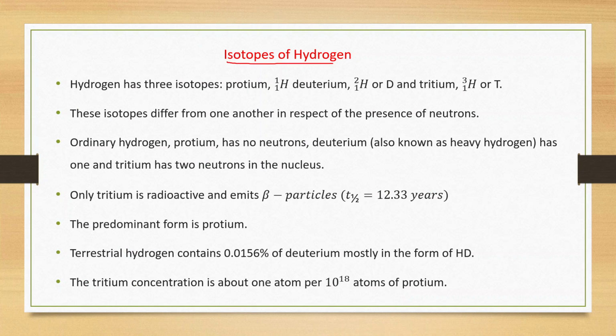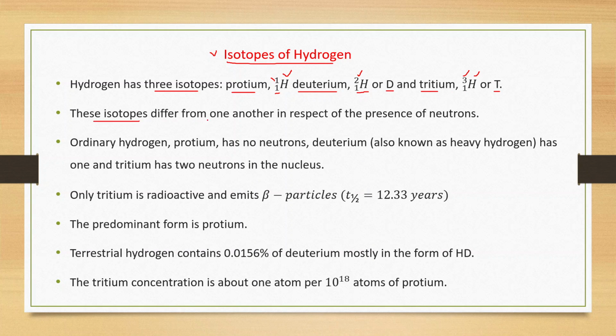Isotopes of hydrogen. In the lower class, we have discussed what isotopes are. Atoms of the same element having the same atomic number but different mass numbers are known as isotopes. Hydrogen has three isotopes, namely protium, written as 1H1, that is, its atomic number is 1 and its mass number is 1. Deuterium, 1H2, that is, mass number is 2, and it can also be written as capital D. And tritium, 1H3, its mass number is 3, or it can also be written as capital T.